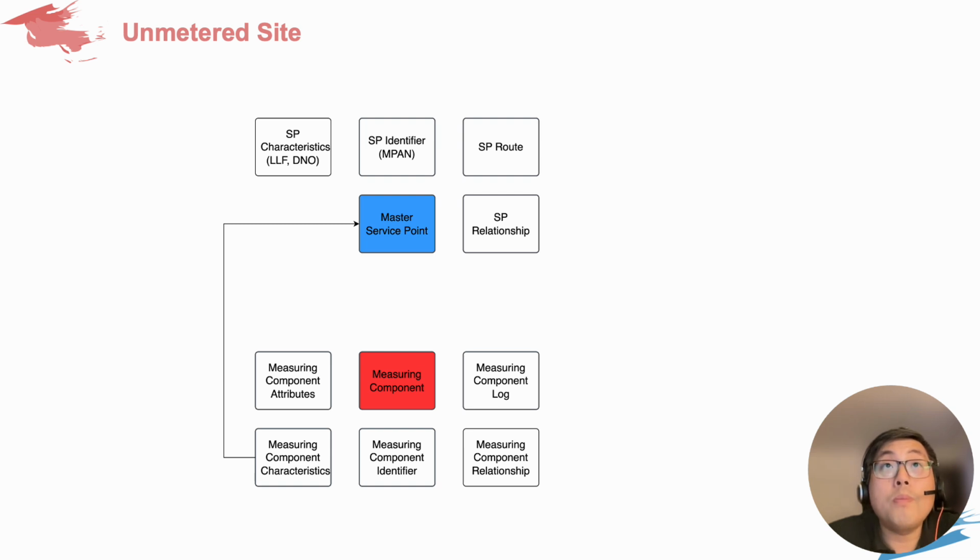So when the billing is running, it will check what type of service point it is. If it's a meter, it will look for all the measuring components that have a characteristic linked to the service point, and in that case, it will be able to find out the consumption for this service point.